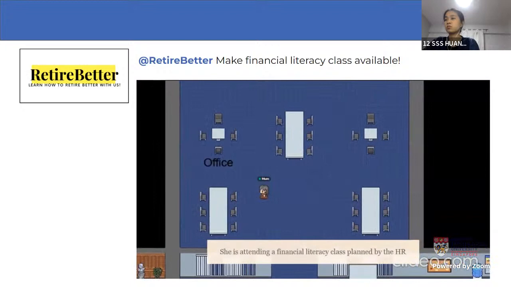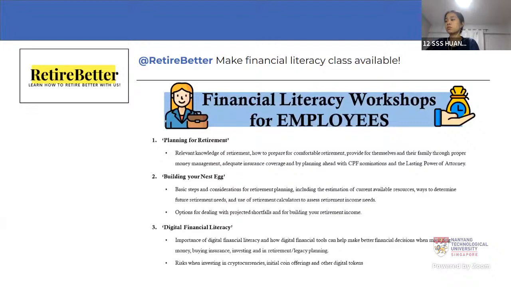For employees, workshops that fall under the Money Management and Retirement Program will be more applicable. Through these workshops, employees will be more equipped with relevant resources and knowledge to adequately plan for their retirement. They will be taught how to plan for a comfortable retirement, steps to take to understand their current available resources and their own future needs, how much retirement funds they require, and the importance of digital financial literacy and how it helps them make better financial decisions. These will allow employees to take more initiative and ownership in planning for their own retirement.